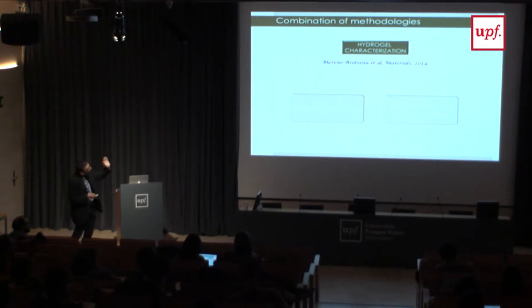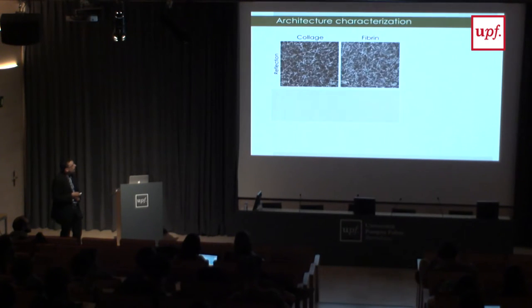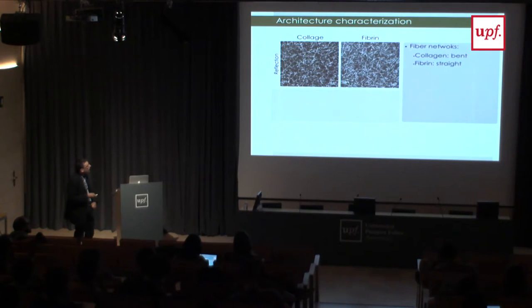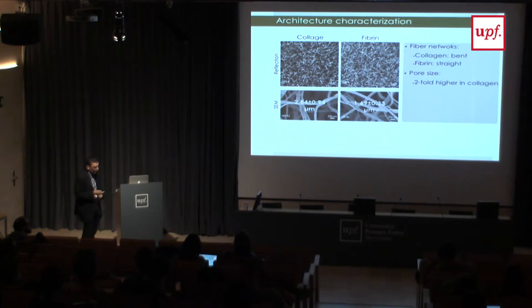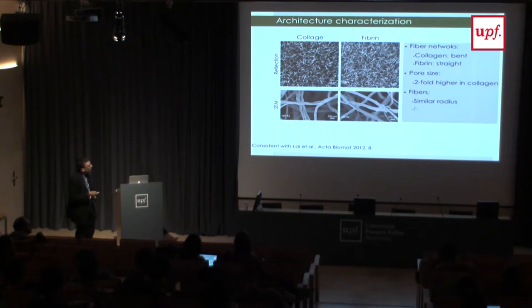So the first idea was, OK, we are going to characterize the gels to understand the differences in geometry. We can see that the collagen is this one, the fibrin is this one, and the geometry is not exactly the same. Collagen is mainly a fibrous tissue, but the fibers are bent. However, the fibrin is more straight. And we can see here the detail of the fibers. The pore size is bigger in collagen in comparison with fibrin. The fibers have a similar radius, and they are more bundled in collagen than in fibrin.